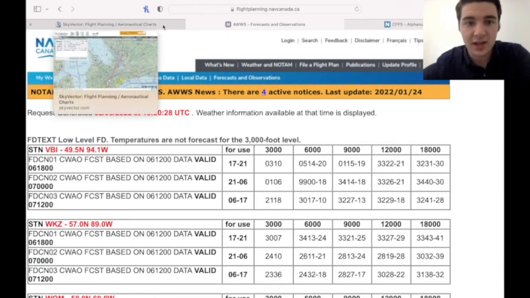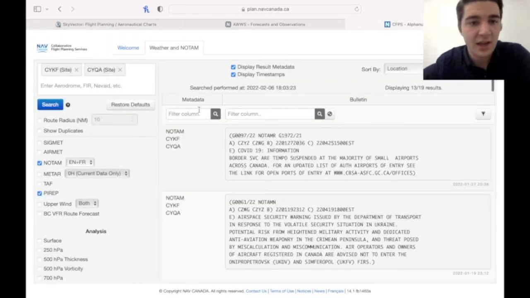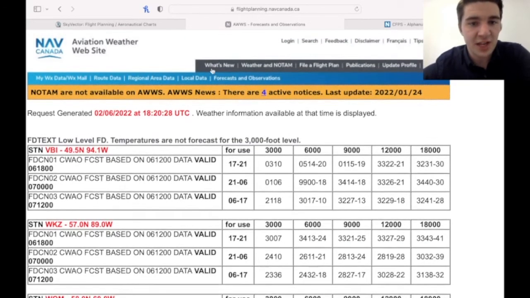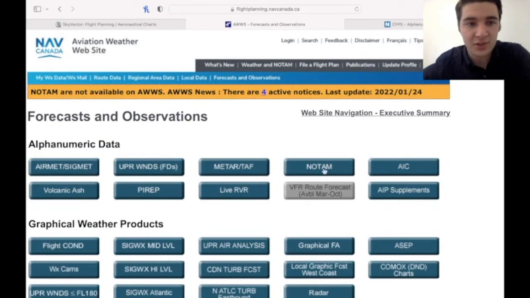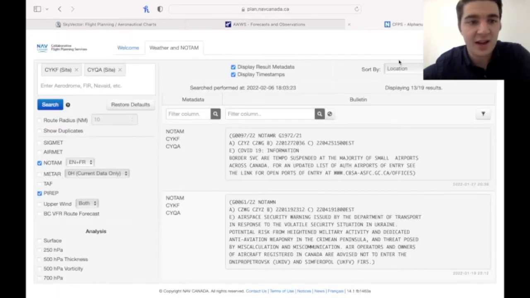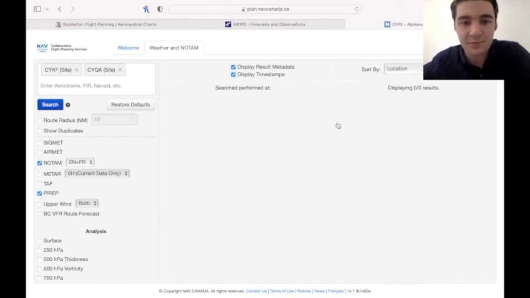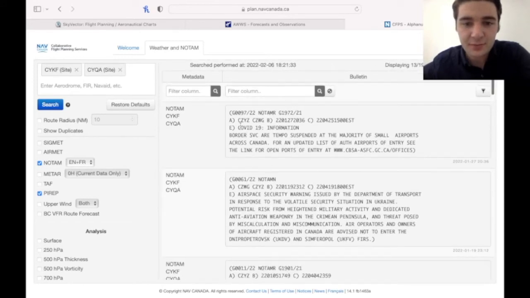Next, we're going to look at NOTAMs. So, fairly recent change. They no longer have NOTAMs on the Aviation Weather website. We have to come to the Collaborative Flight Planning Services Weather and NOTAM tab. We'll punch in our stations, check off NOTAM and search. And then we're going to read the information.